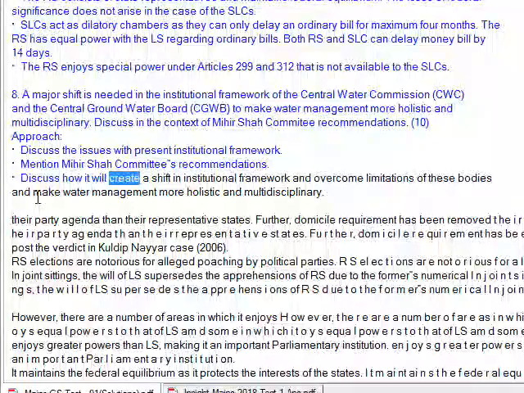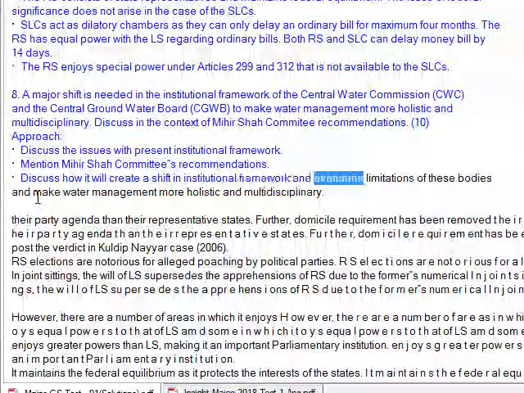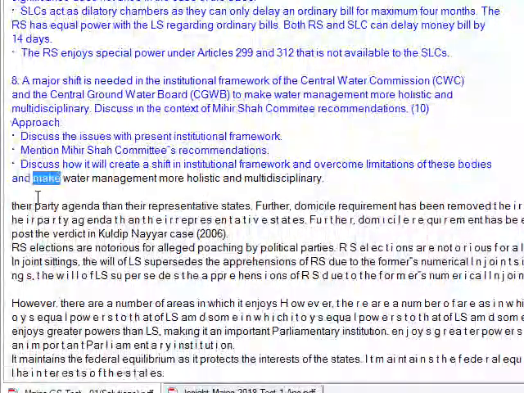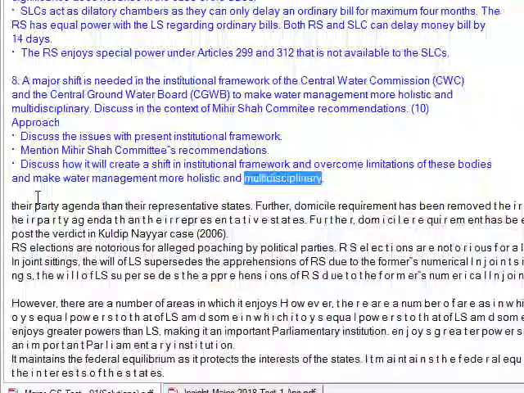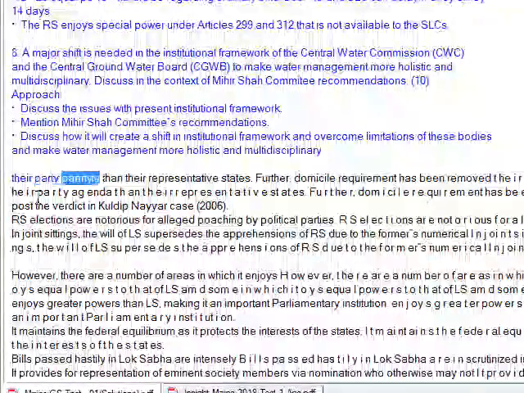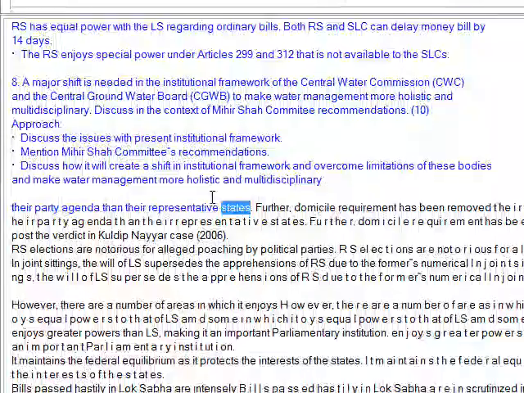Discuss how it will create a shift in institutional framework and overcome limitations of these bodies and make water management more holistic and multidisciplinary.